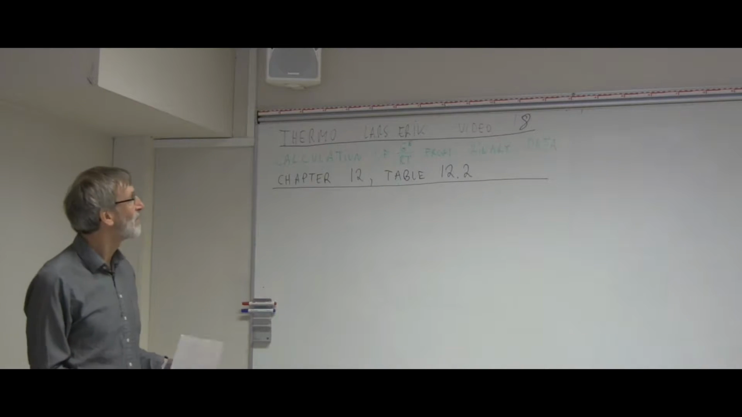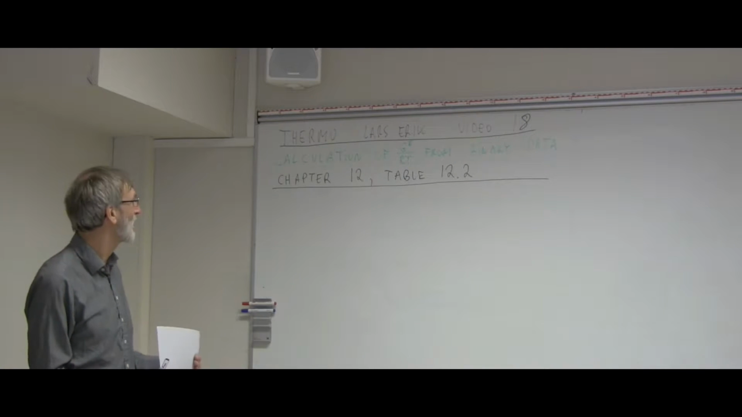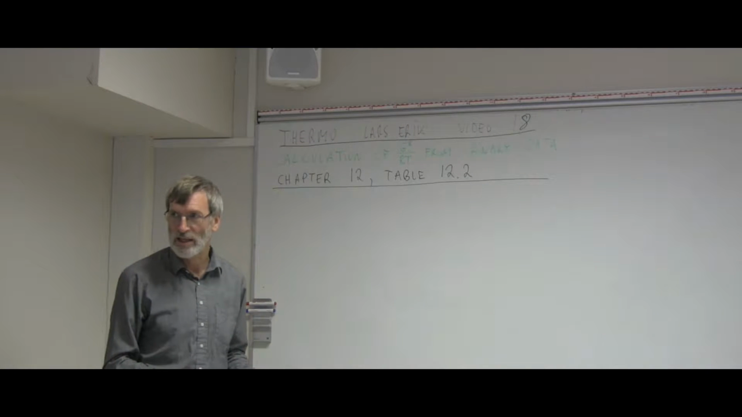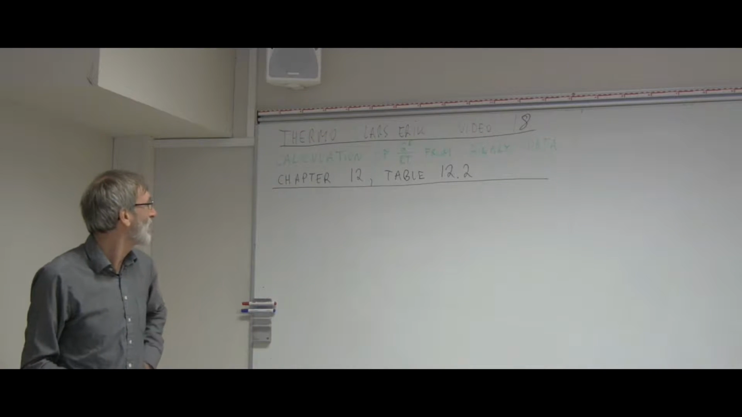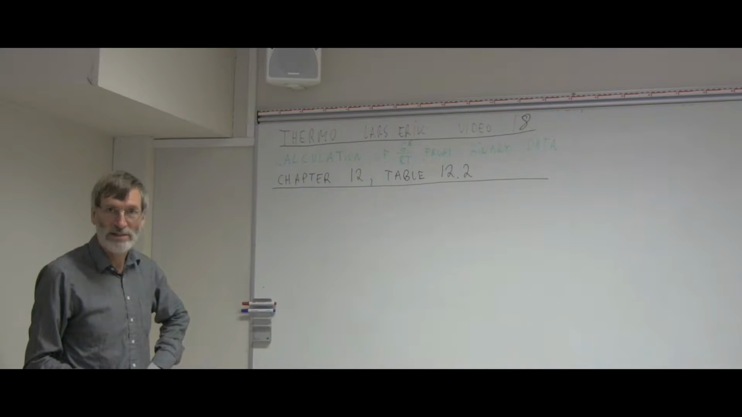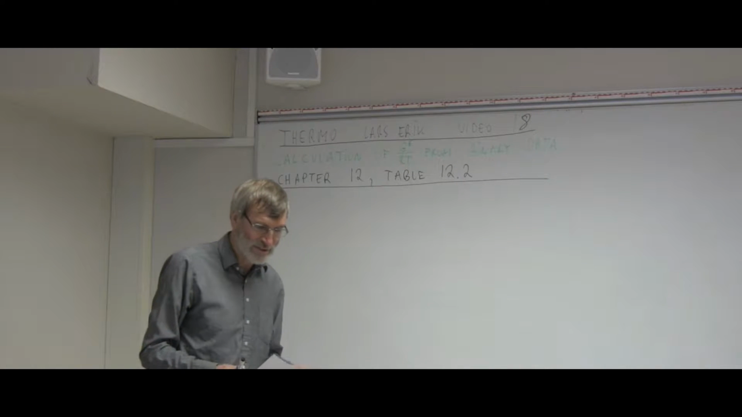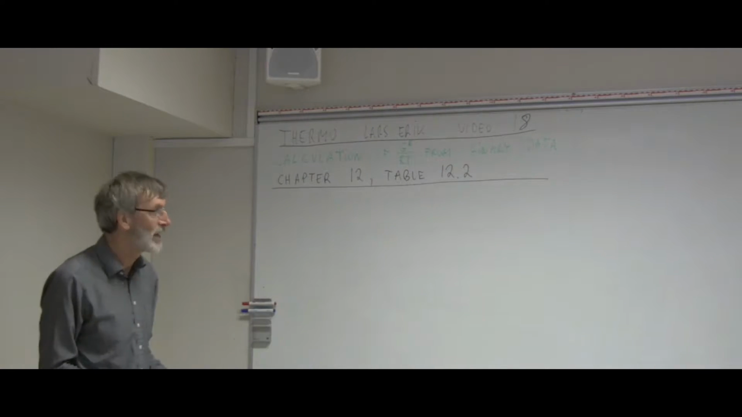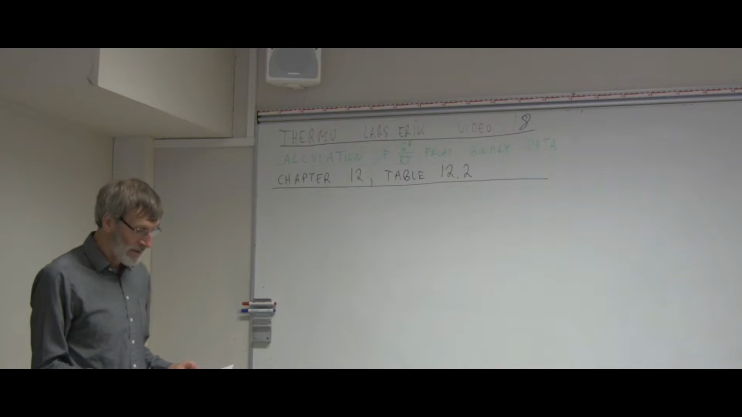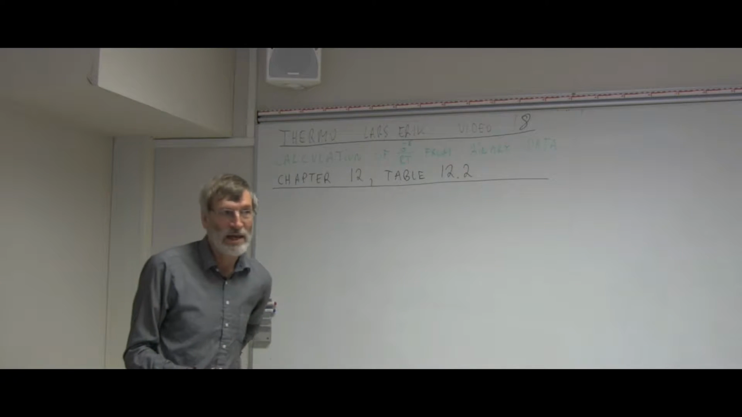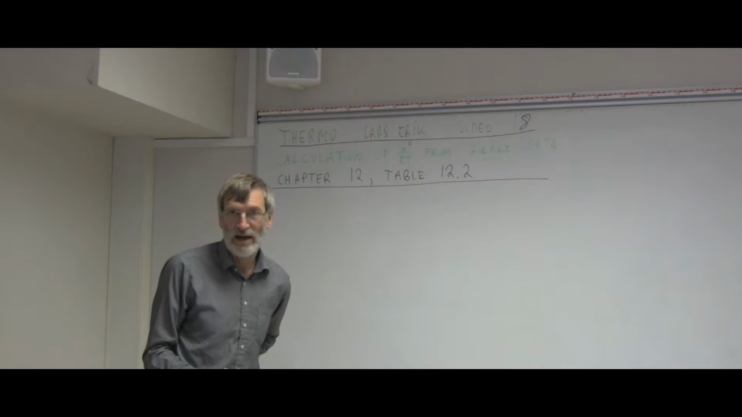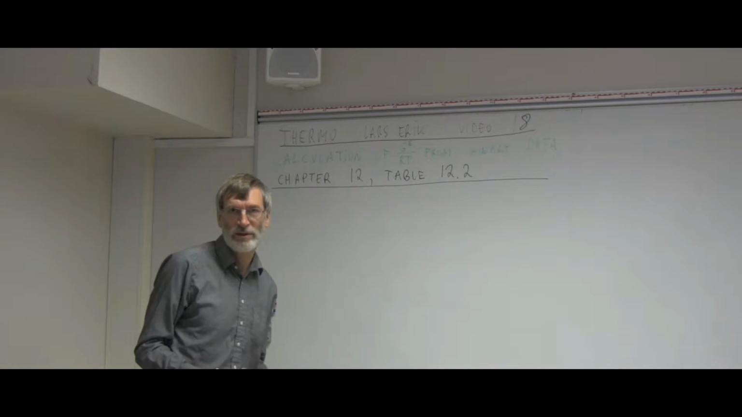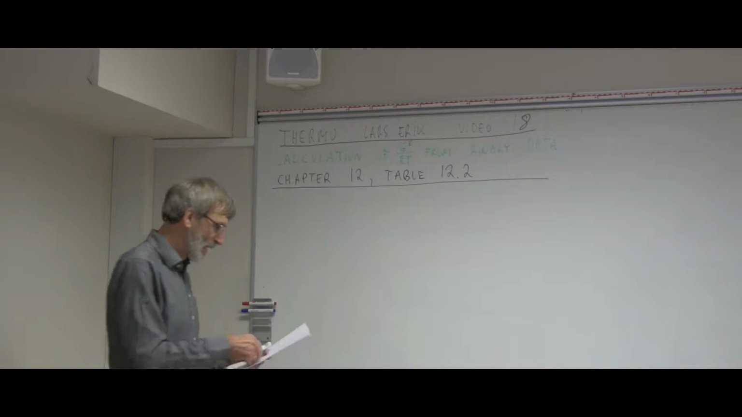This is video 18 in the Thermodynamics course with Lars-Erik. This is about calculation of G excess over RT from binary data. This is from the beginning of chapter 12, and the data are from table 12.2.